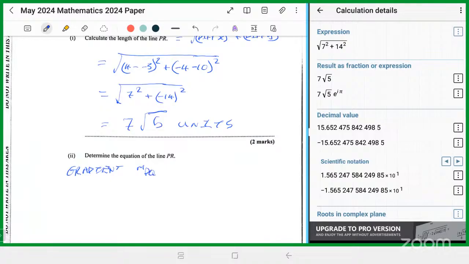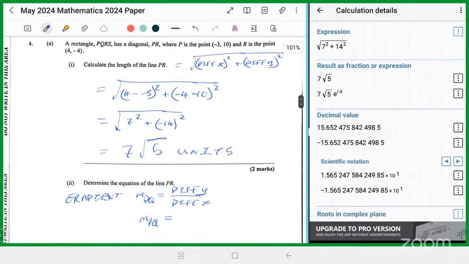The gradient of PQ equals, remember now, it's rise over run, which is the difference in the y values over the difference in the x values. The direction you go for the difference in y, you must go the same direction for the difference in x. That's all we need to remember. So the gradient of PQ equals, let's say we're using this point minus this point. We have to subtract them in a consistent direction. So it's this y value minus this y value first, so it's going to be 10 minus a negative 4.